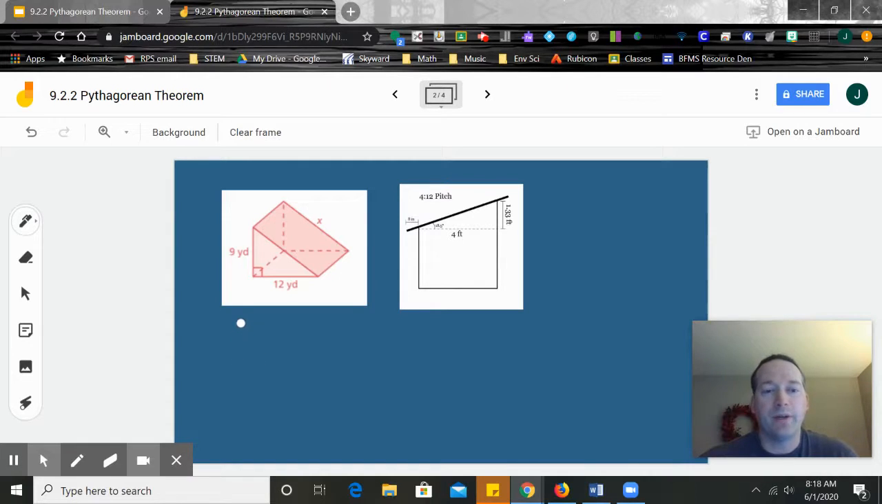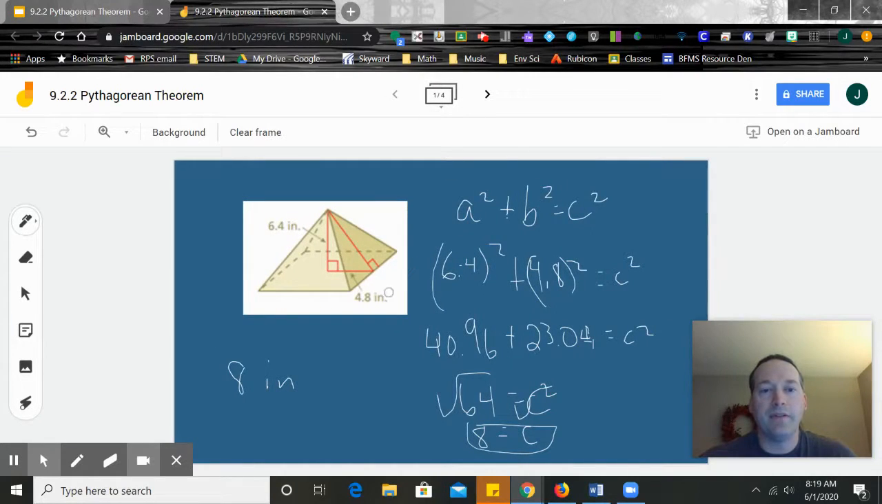So we remembered it was a squared plus b squared equals c squared. So 9 squared plus 12 squared equals x squared. Now, why did I put x squared and not c squared? Because it gives me the variable. That's what I'm trying to find.